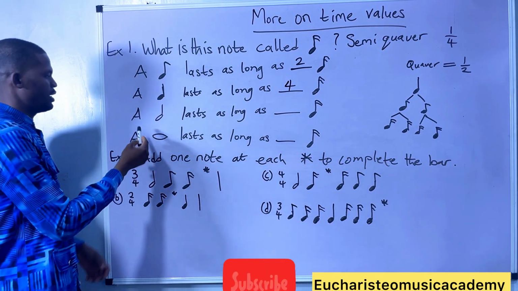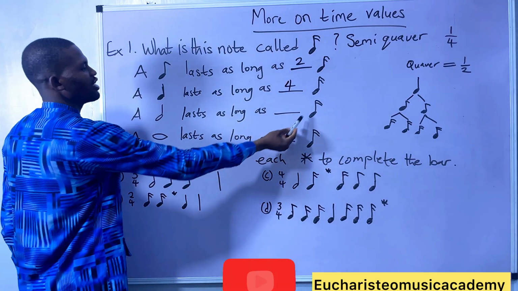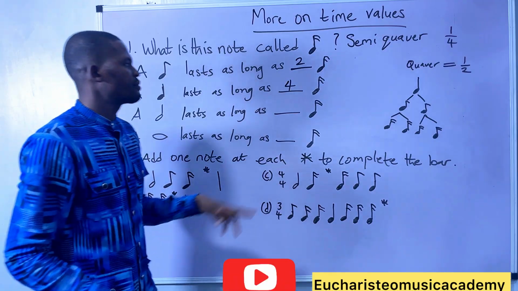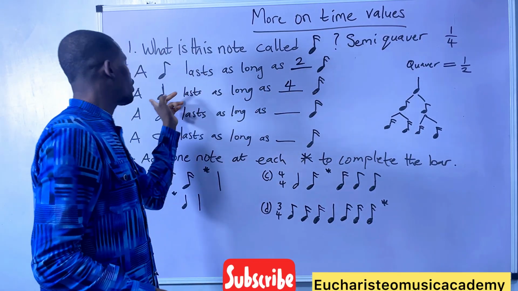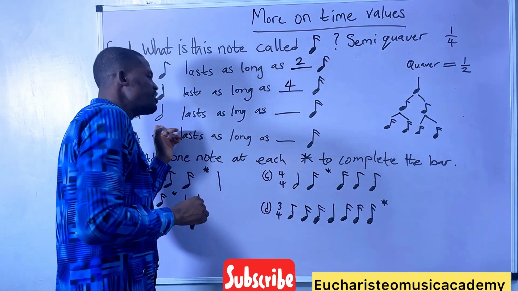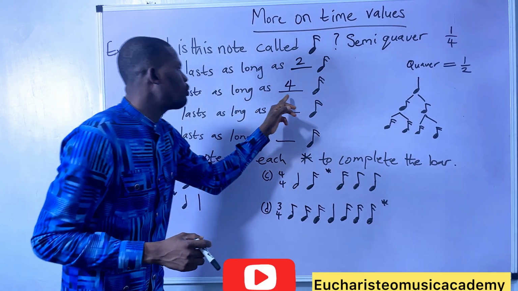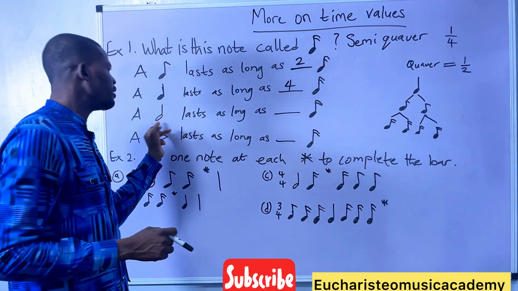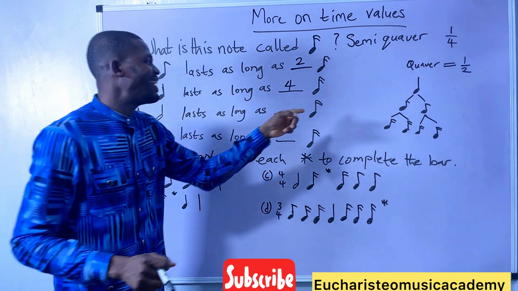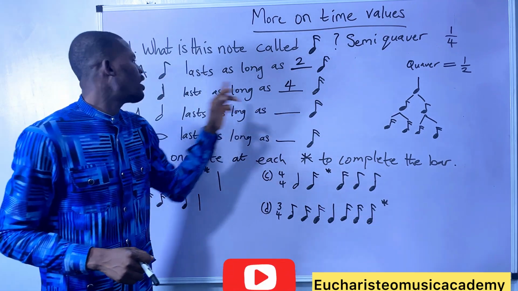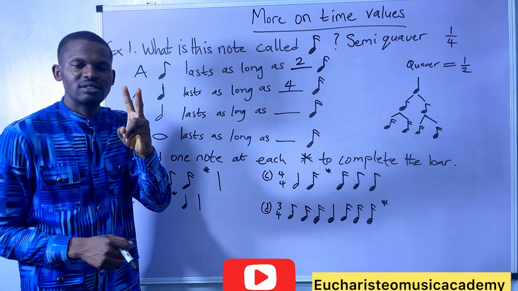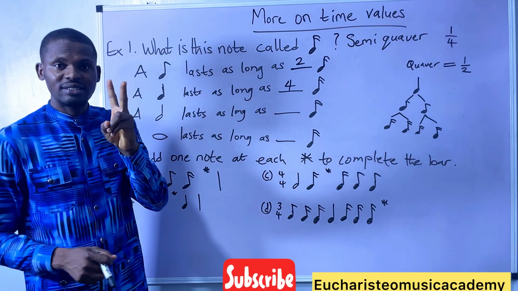Let's continue. A minim lasts as long as dash semiquaver. How many semiquavers are in a minim? If 4 semiquavers make one crotchet, and you know that 2 crotchets make one minim, we need to double that of a crotchet to get a minim. If 4 semiquavers make up one crotchet, it means that 8 semiquavers will make up one minim, because a minim is twice a crotchet.